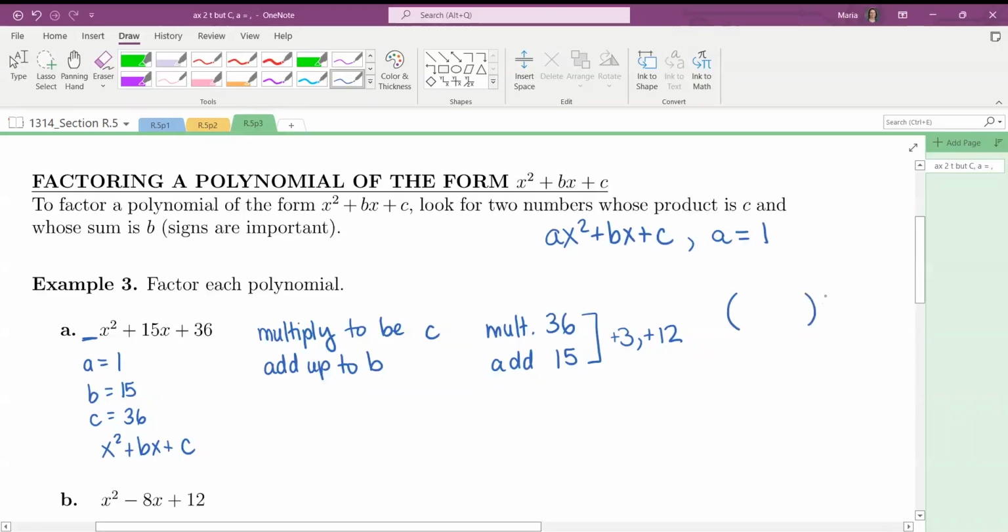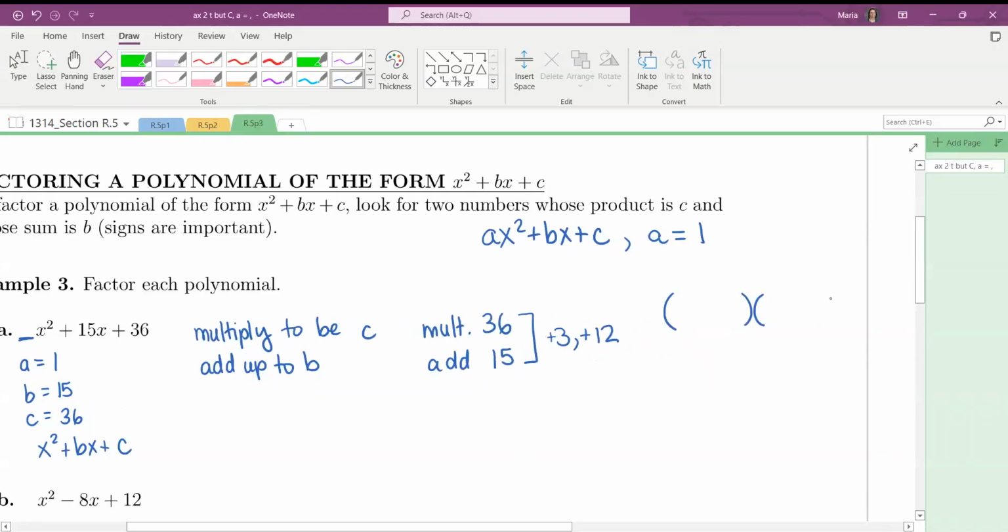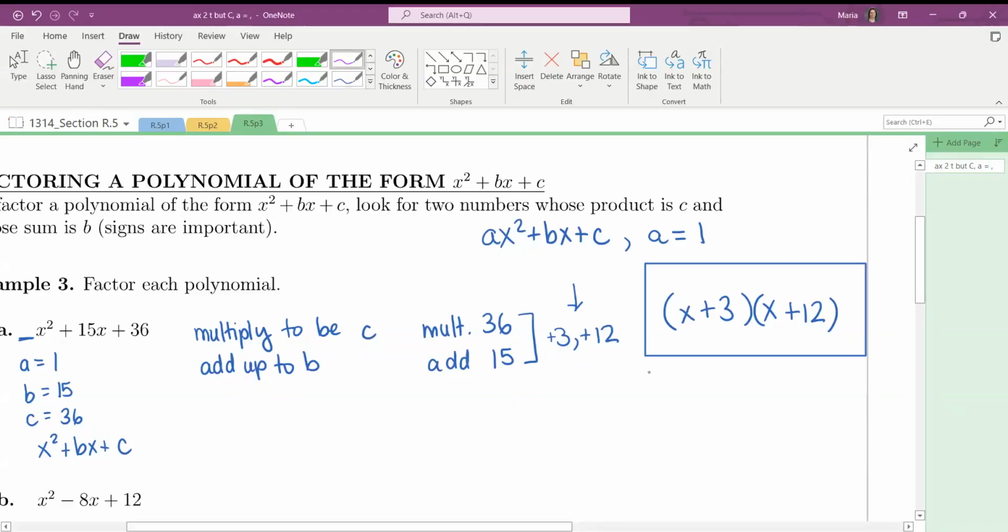Remember, we need to have something times something. We've got an x squared involved. That's the first term of the polynomial. That's going to break down into x times x. If you multiply these two together, you're going to get your x squared. As far as the numbers go, you're going to use these two numbers that you chose. So it's going to be x plus 3 times x plus 12. And that is it. We're done. This is the factorization. Again, it's great to check yourself. You can see if you got it right.